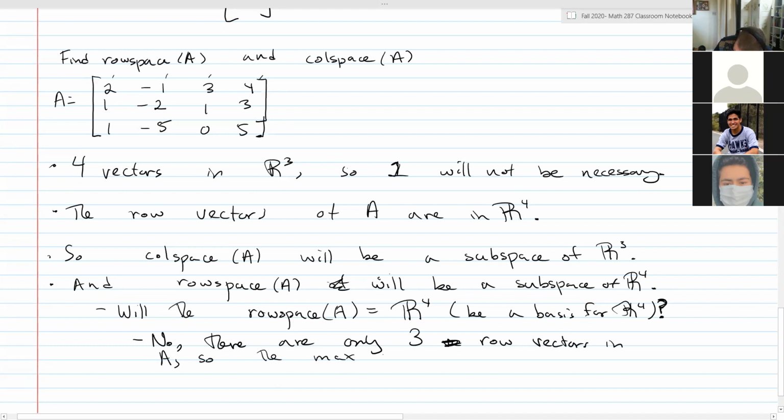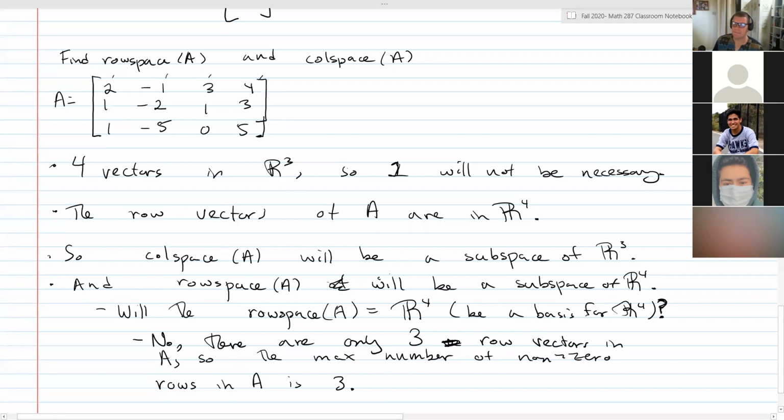So the max number of non-zero rows in A is 3. Done. So yeah, the answer is no. Okay, now let's row reduce. Just take it down to REF of A. Take a minute to do that, throw it in your calculators, throw it on your computers.